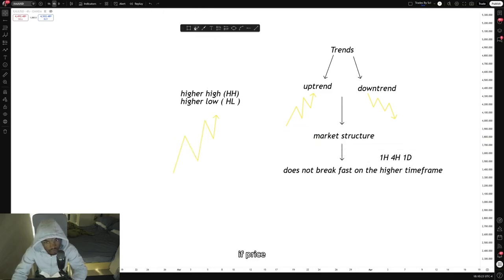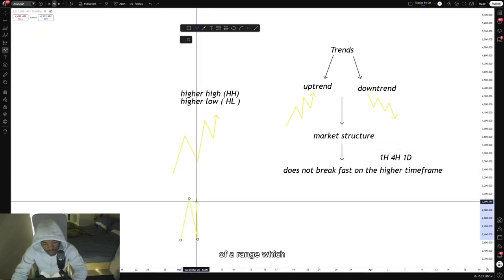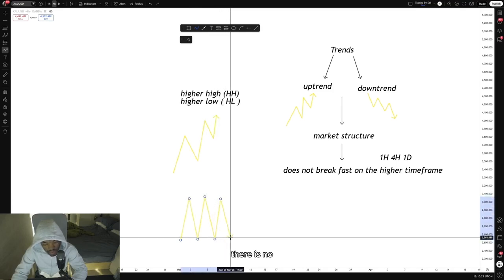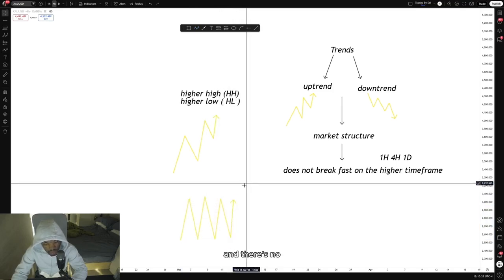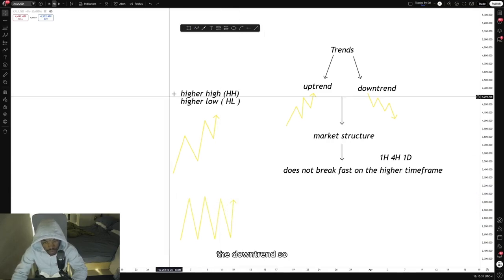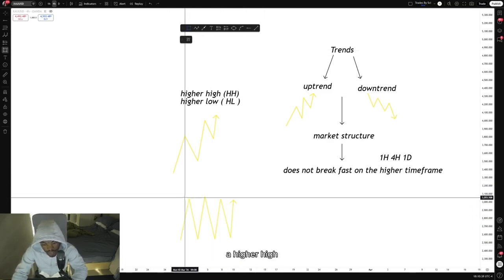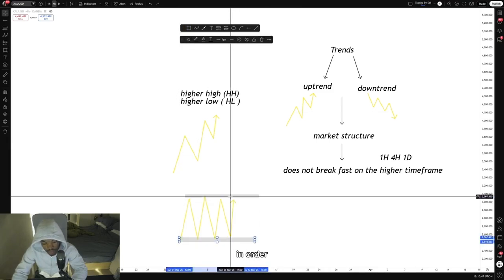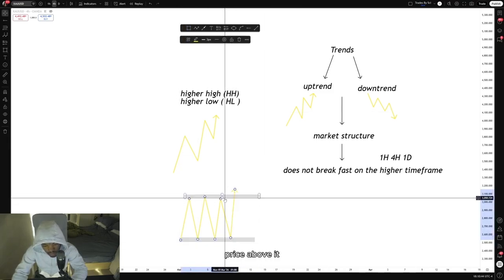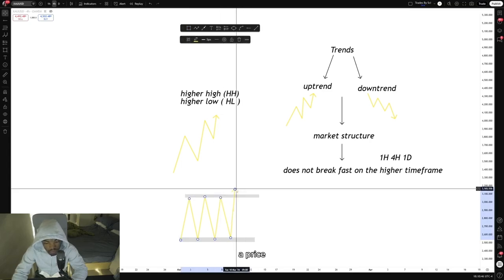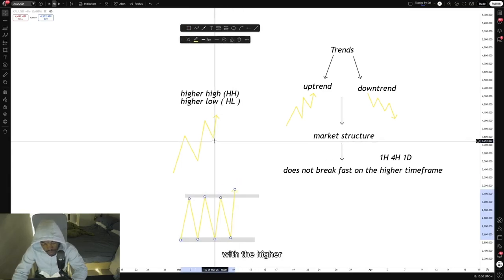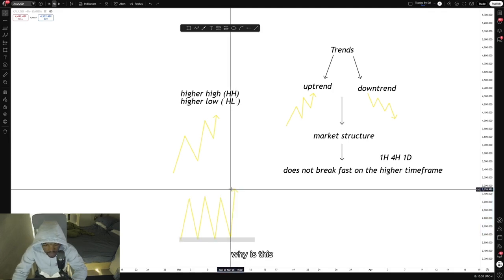So that means if price is sitting inside of a range, which we'll break down later on in the course, there is no higher high or higher low, and there's no lower low or lower high, which we'll break down for the downtrend. So you can't say that there's any type of movement at all if price is stuck in a range. In order to have a higher high, you need to see price above it, vice versa with the higher low part.